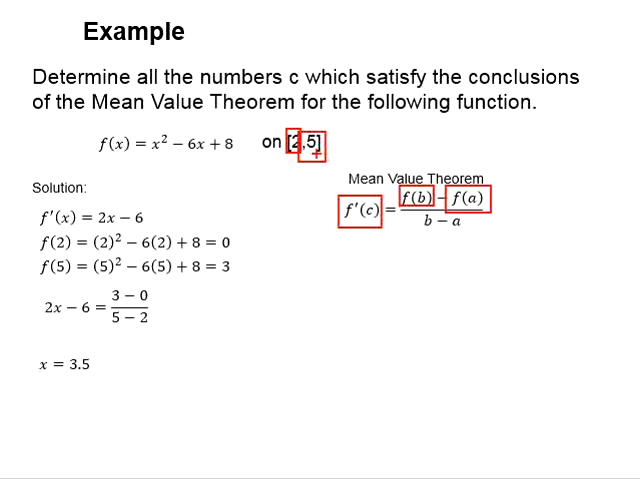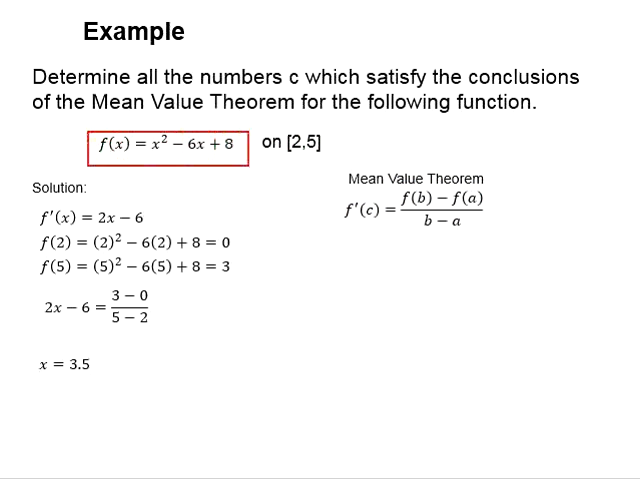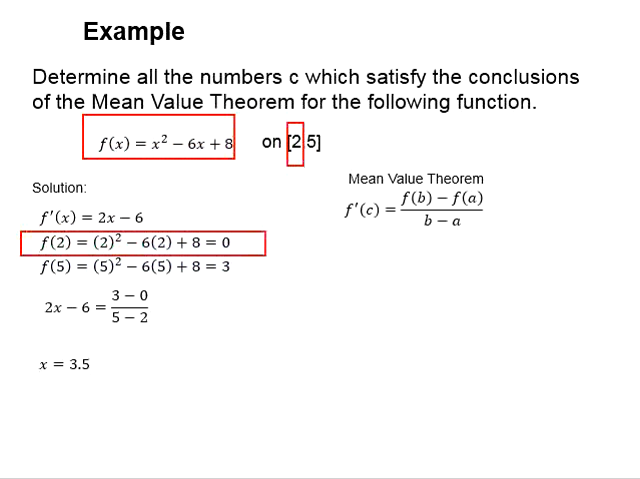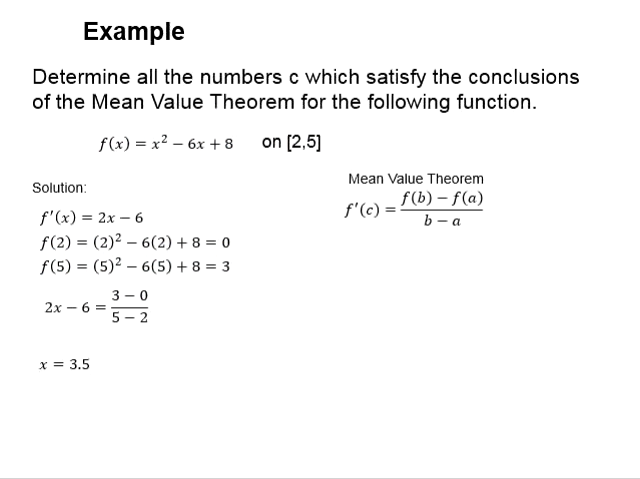2 and 5. First, take this function and differentiate it over x. Substitute 2 in the function, you get this, and substitute 5 into the function, you get this. Use the formula here. f'(c) is represented by these functions: f(5) minus f(2) divided by 5 minus 2. Solve the equation, and you get x equals 3.5.